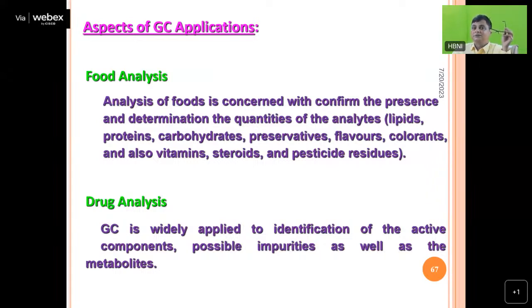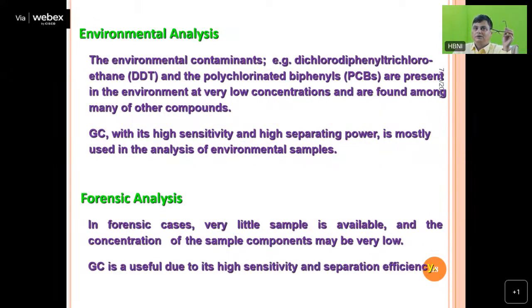Then drug analysis. This is widely used for identification of the active component, possible impurities, as well as metabolites in various kinds of drugs. Environmental analysis: environmental contaminants like dichlorophenyls, DDT, and polychlorinated biphenyls, PCBs, are present in the environment at very low concentration, and GC is very frequently used for their determination because its sensitivity and separation power is very high for these compounds.